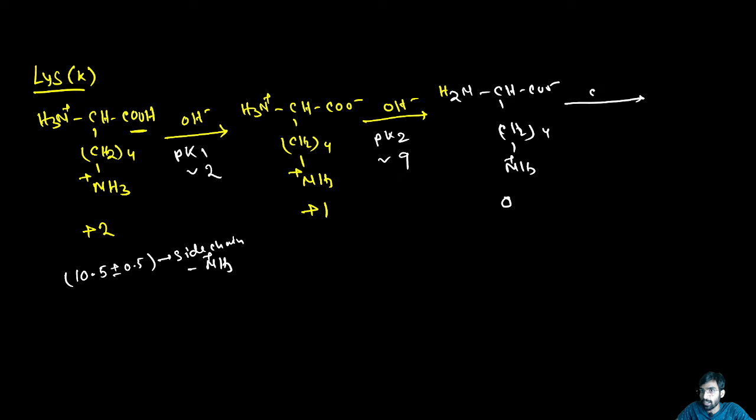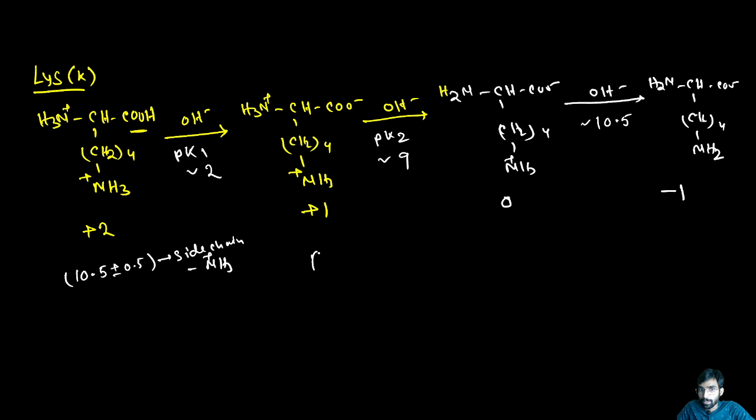Now again if you add hydroxyl group, what will happen? H2N, CH, COO minus, CH2 whole 4, and NH2. At that time the charge is minus 1, right? So first this carboxyl group is releasing proton. Second, the amine that is attached to the alpha carbon is releasing proton. The third thing, the side chain is releasing proton. So now if you calculate, that's almost 10.5 something.